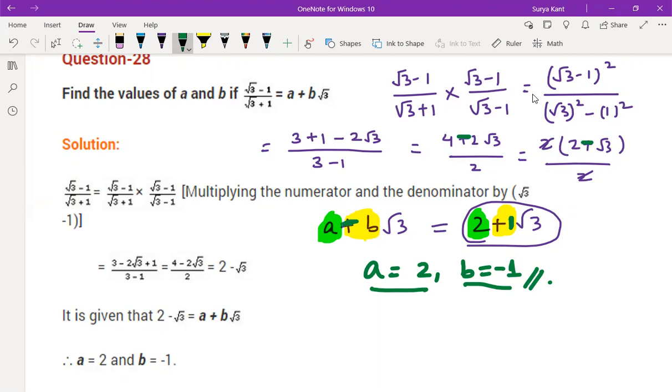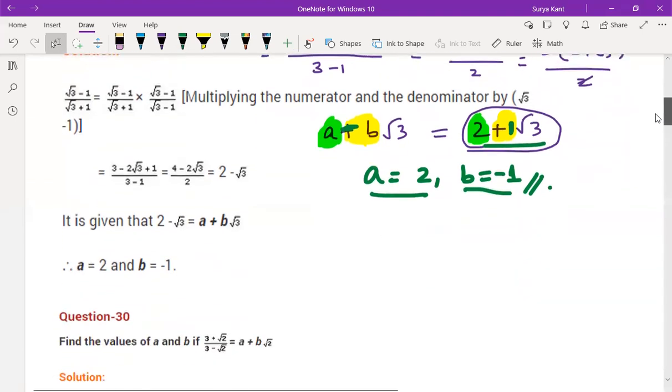Any one of you having doubt in this? Sometimes they will ask only to rationalize, and in most cases they will ask this one and ask to find a and b. So we have to compare with the answer to get a and b. So the next question, we'll do a full question based on this only.